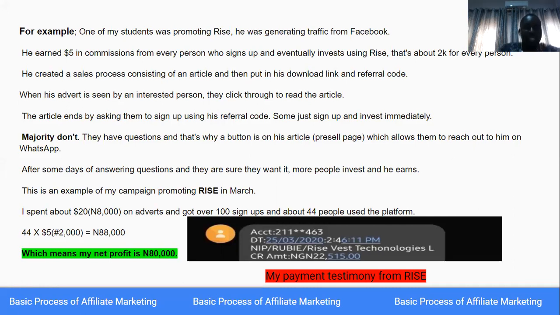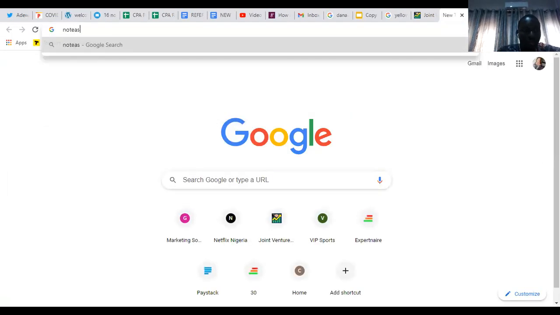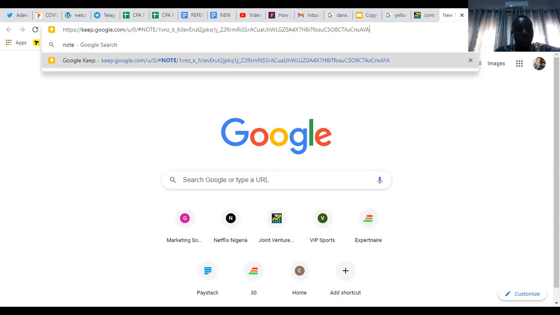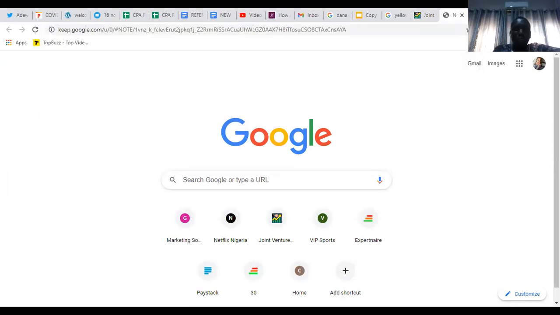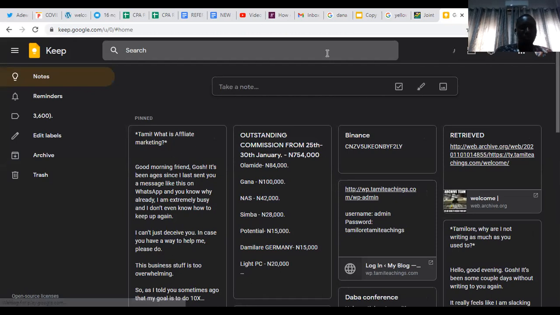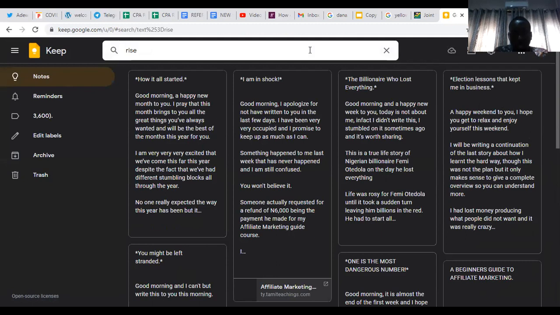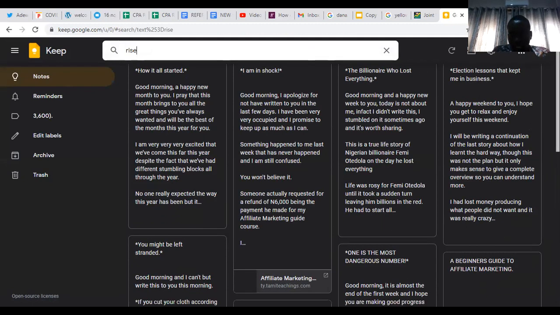Let me see if I can get that article. I'm coming. So you put up the information you want to put up, and people get this information. The page is still loading. So you put up the information and people see it, they click on your link and everyone is happy. So let me see if I have any of those links here that I could show you.